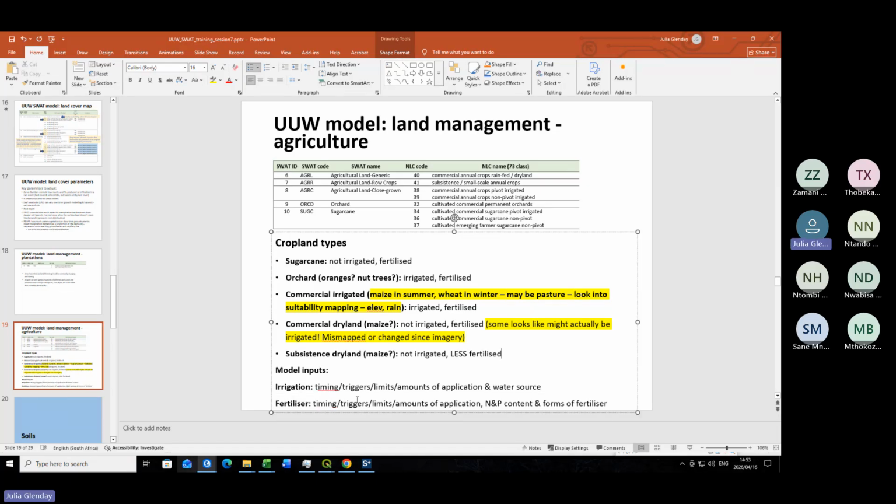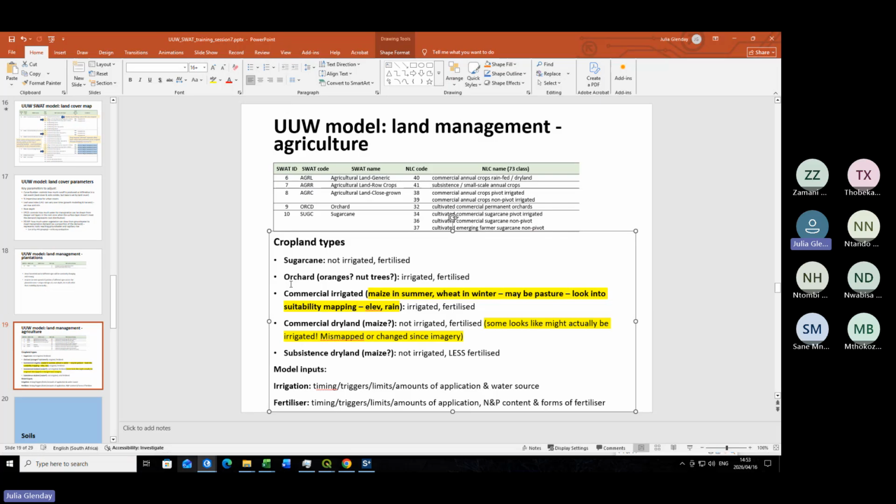So I wanted to make sure everybody has an idea that there are these types, and I've had to make assumptions about them. We have to make assumptions about them in the model. And then for each type that we're able to map, it will have an irrigation and fertilizer schedule that we input. I think for our purposes, the fertilizer schedule might be the most important thing in terms of trying to look at how it impacts the water quality.